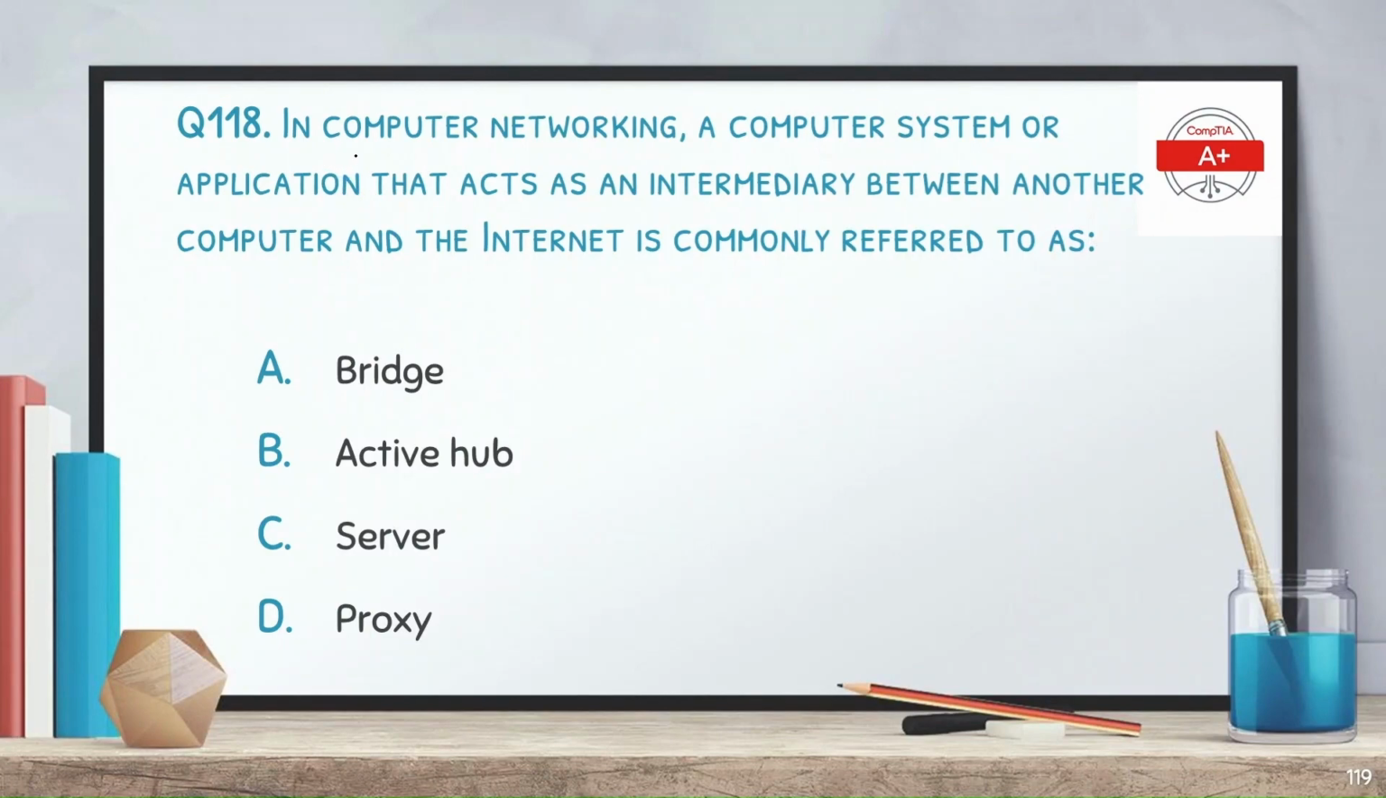Question number 118: in computer networking, a computer system or application that acts as an intermediary between another computer and the internet is commonly referred to as. The options are A. Bridge, B. Active hub, C. Server, and D. Proxy. And the correct option is proxy.